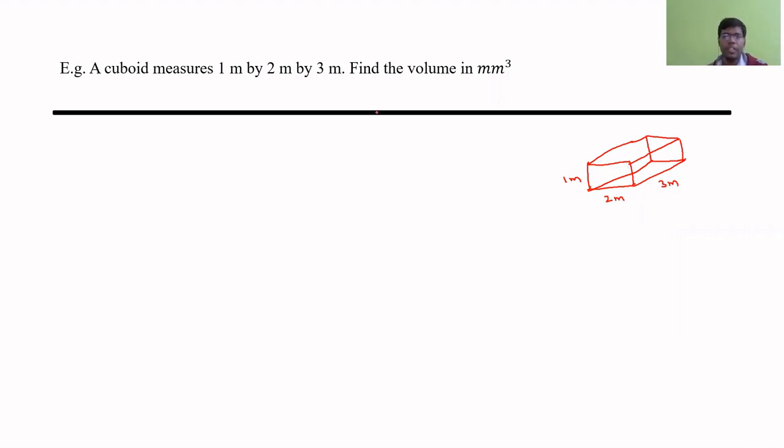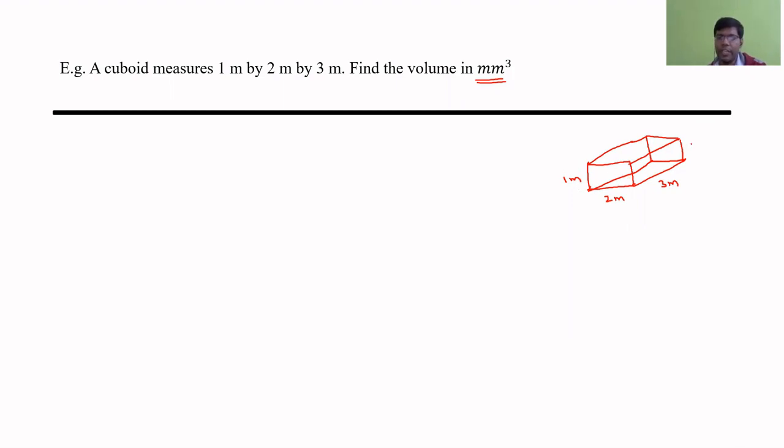So we need the volume of this cuboid in millimeters cube. Again, the same thing. Either we can get the volume in meter cube and then convert it into millimeter cube, or we can find the sides in millimeters and then find the volume in millimeters. So let's do the second way this time. So this height is 1 meter.